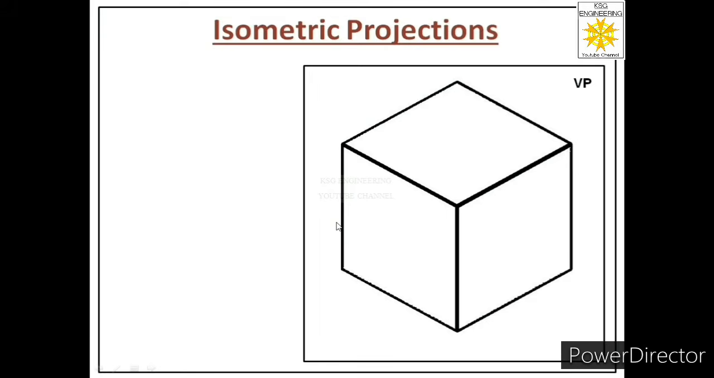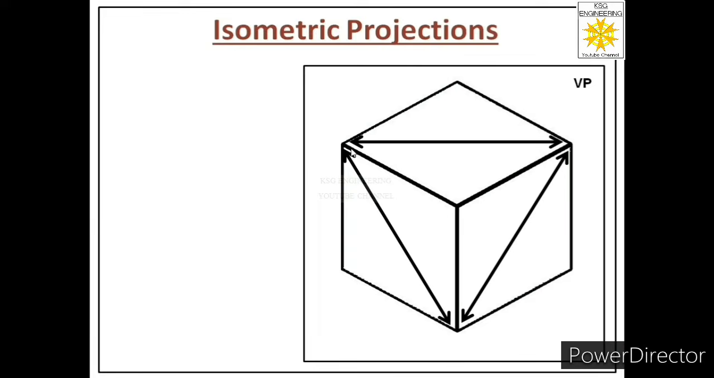Now we'll understand a few fundamentals of isometric projections. For that, let us take the example of isometric projection of a cube only. Over here we have the isometric projection of a cube drawn on the vertical plane. Now let us understand a few important points about this isometric projection. In this case, you will find that the longer diagonals of these three faces are equal, or we can say the shorter diagonals of these three faces are equal, or we can say these three faces are identical.